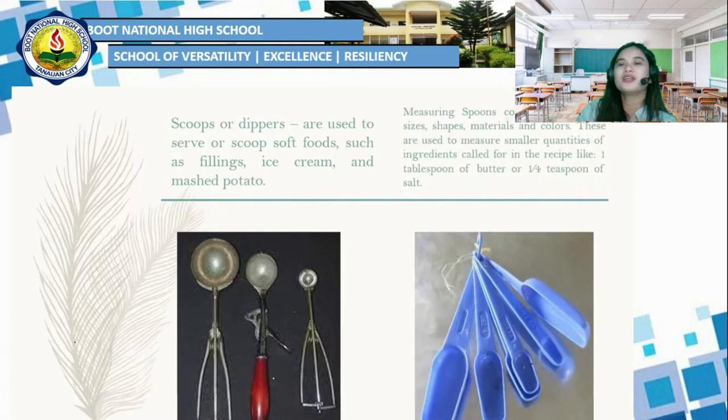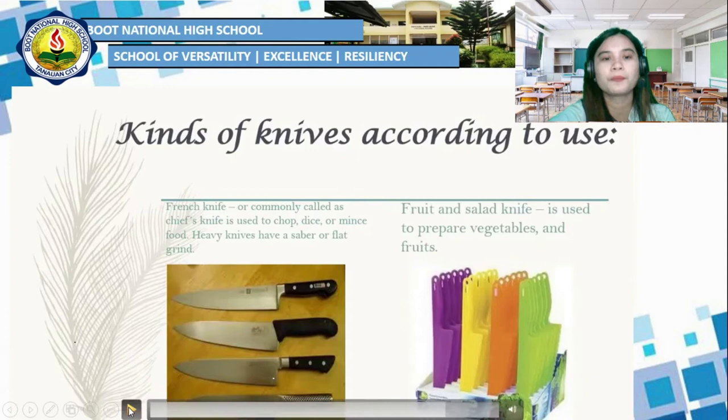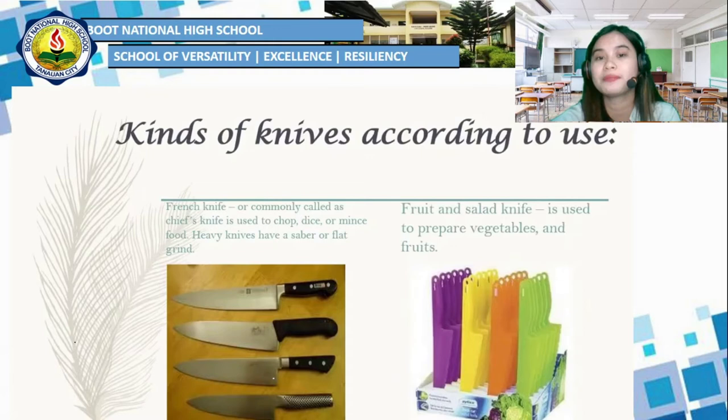And let's talk about the kinds of knives according to their uses. Now we have there the French knife. French knife is commonly called a chef's knife, used to chop, dice, or mince food. Heavy knives have a saber or flat grain. So in our home, the very common knife is the French knife.